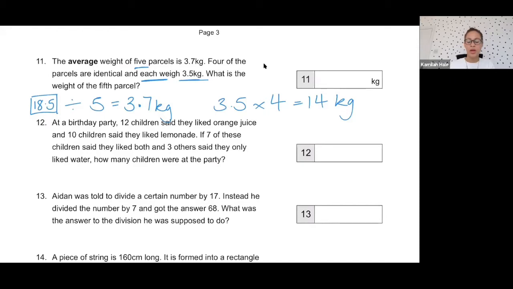Okay. So originally the parcels added up to this. When you take off the 5th parcel, they add up to 14. So if we find the difference between 18.5 and 14, then we'll have the weight of the 5th parcel. 18.5 take away 14 is 4.5, good.